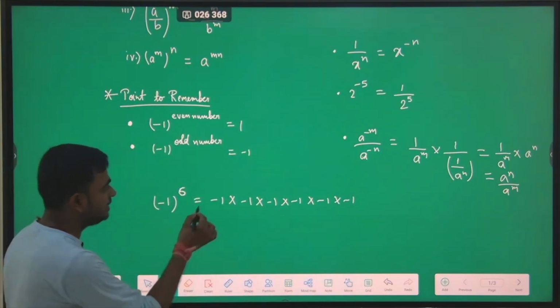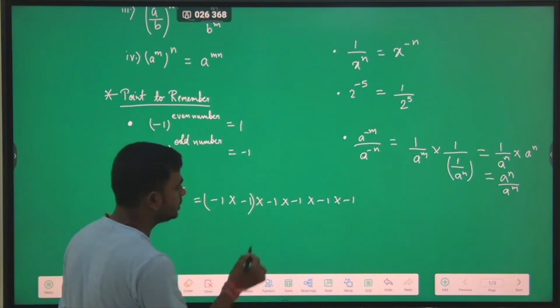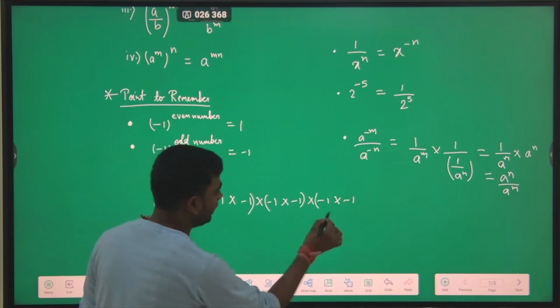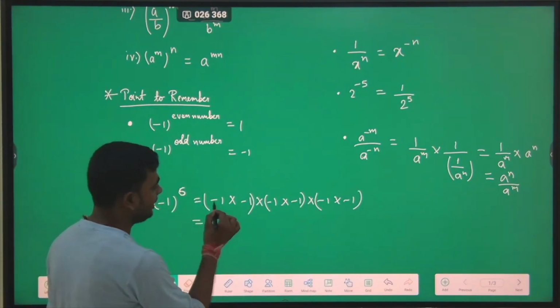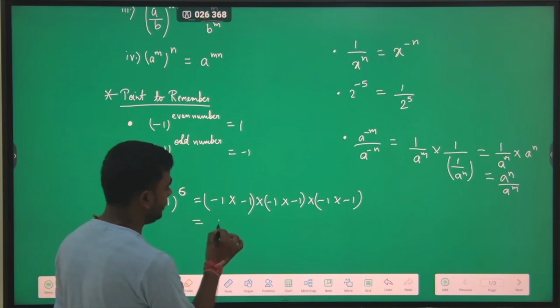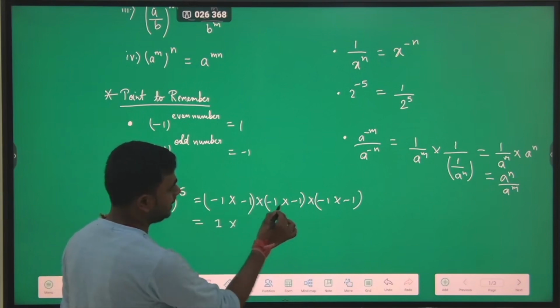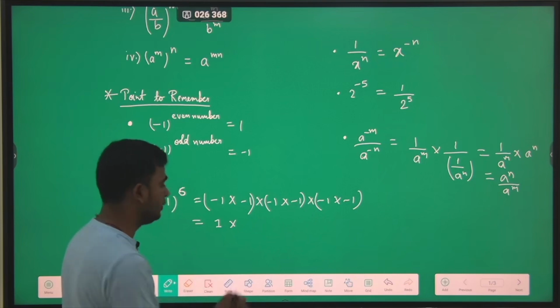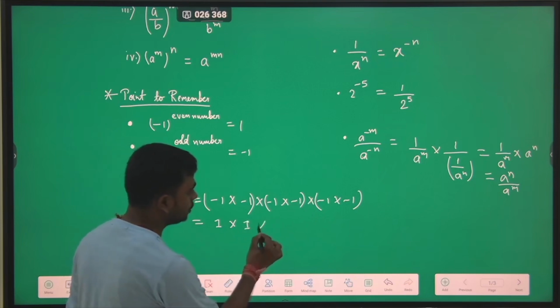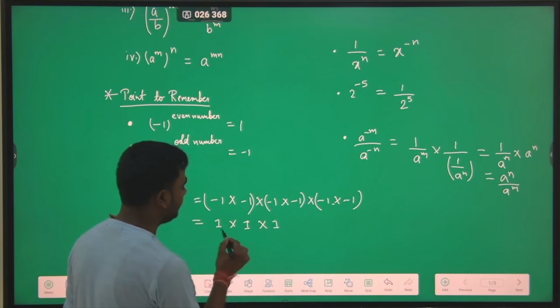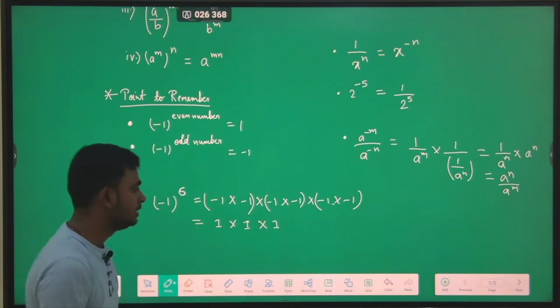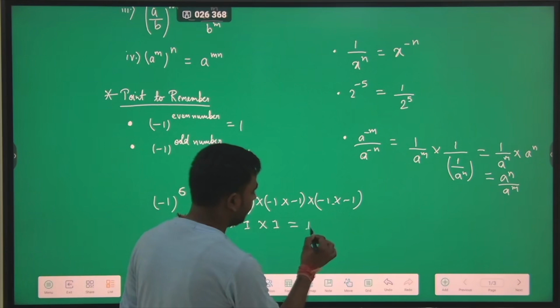If I arrange them in pairs, what will I get? Minus 1 into minus 1 will be 1. Again, this minus 1 into minus 1 will be 1. Also, this minus 1 and minus 1 will be 1. So what I am getting is 1 into 1 into 1. This will automatically give 1.